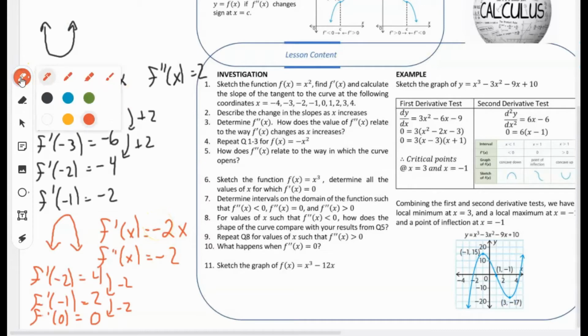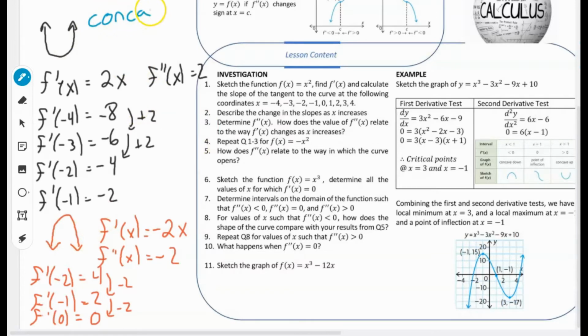So just a couple of new terminology that I'm going to bring out. We're used to saying this one opens up and this one opens down. The one I'm going to say now is this one is concave up. That's the shape. Concave up. And this one's concave down. And the second derivative is going to help us tell us what that shape looks like.